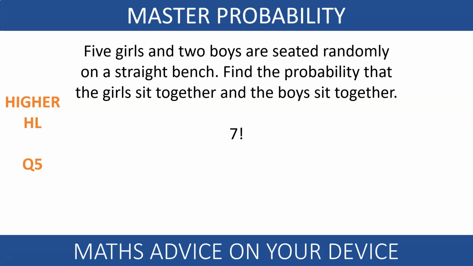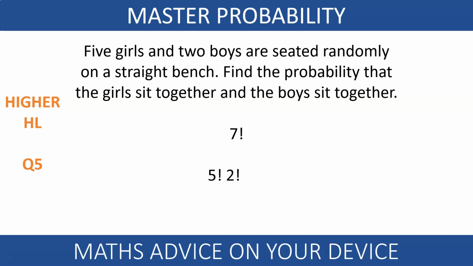The first gap can be occupied by any of the 7 students. The second can be occupied by any of the 6. The third can be occupied by any of the 5, etc. Your first mark. Now, the number of ways for girls to sit together is 5 factorial. Following a similar approach, the number of ways for boys to sit together is 2 factorial.